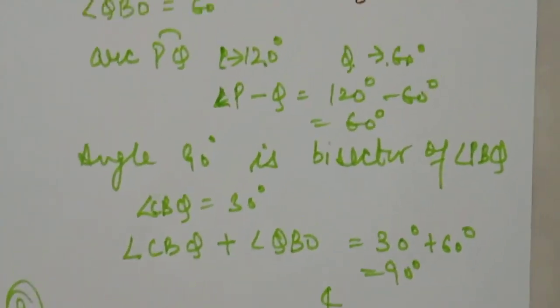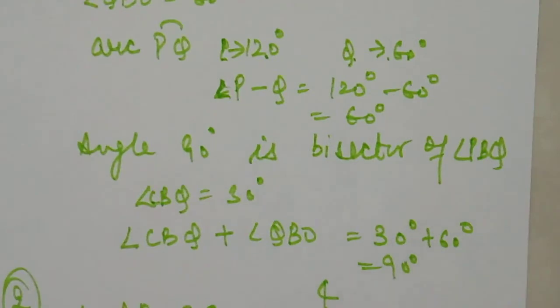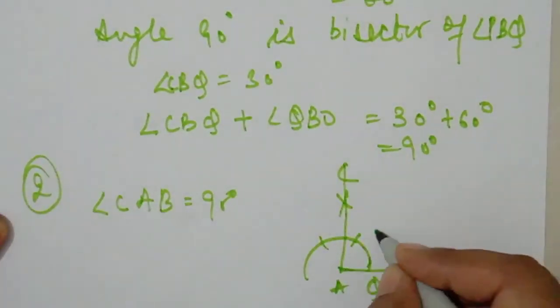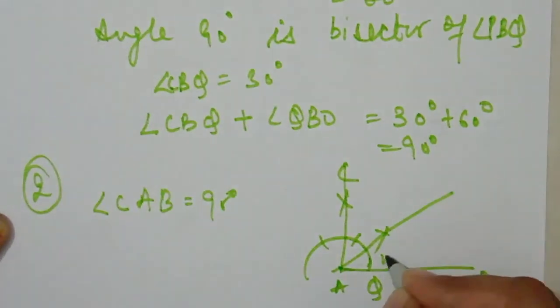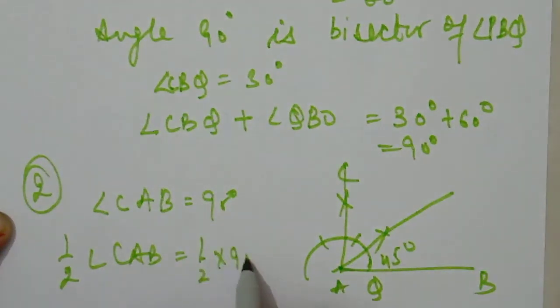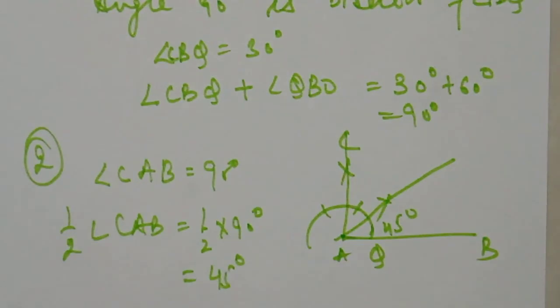It means you will write all these things again in the second question and then show that angle CAB is 90 degrees, and then we will draw the angle bisector, so half of angle CAB is equal to half of 90 degrees, which is equal to 45 degrees. This is only the justification of the 45 degree angle.